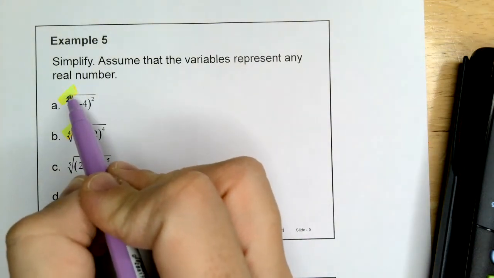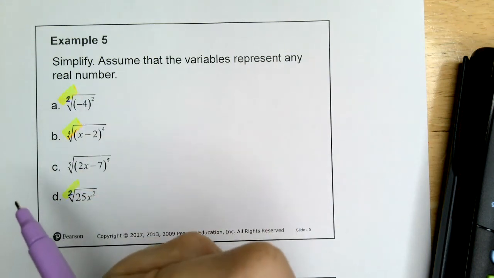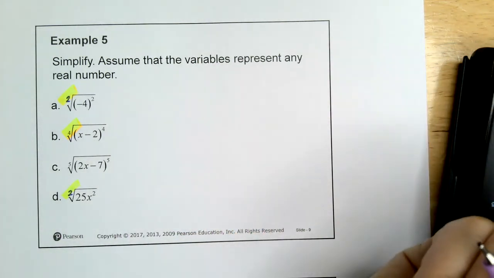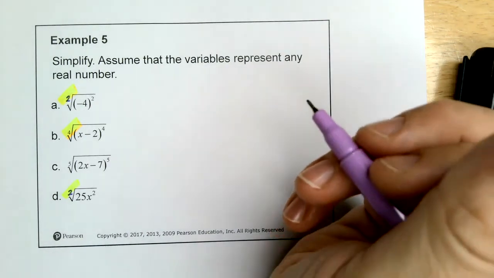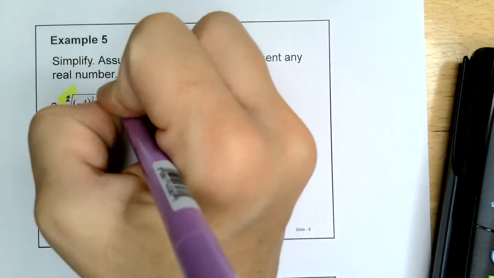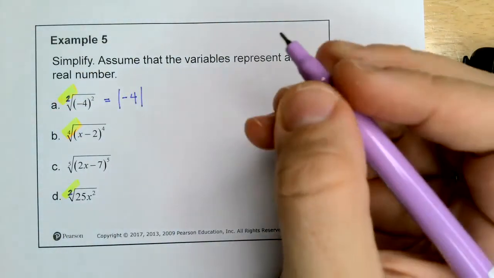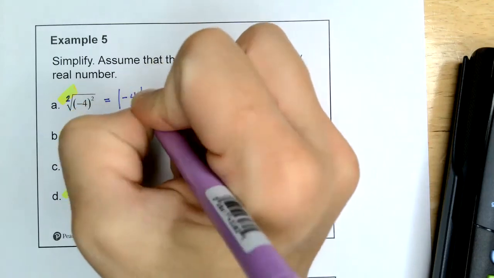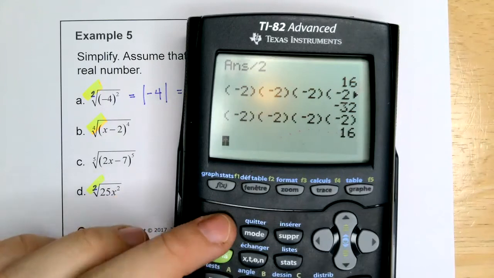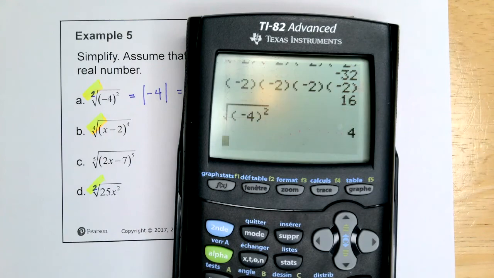So 2, the square root and the square cancel each other out. And I need to include the absolute value bars because it is even. So 2 and 2 cancel each other out. I get -4, but I need the absolute value bars because 2 is even. So the absolute value of -4 is 4. Good.